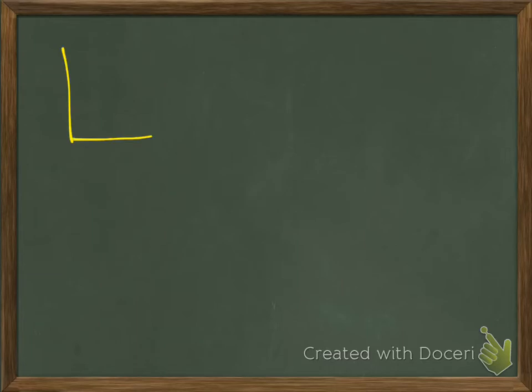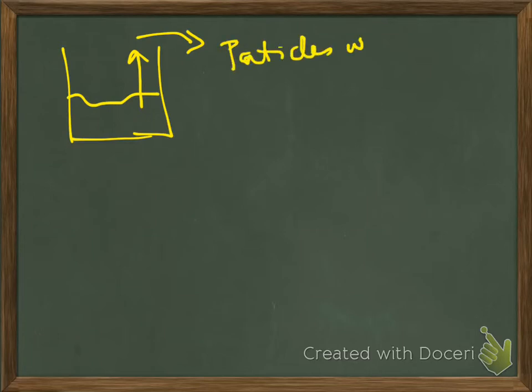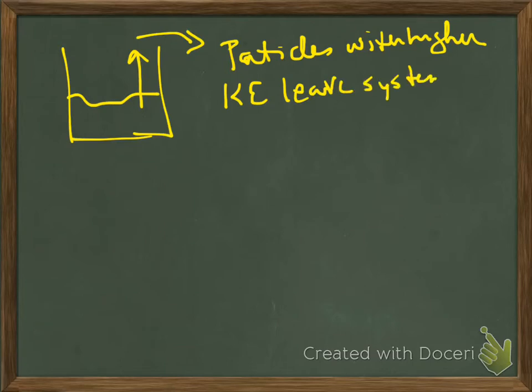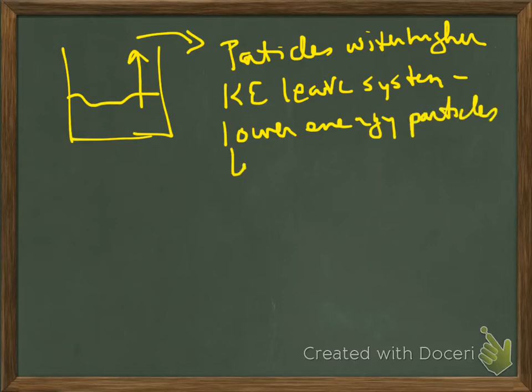If I have that sample of water in an open system, those particles with enough kinetic energy leave the system and evaporate. So the particles with the higher kinetic energy leave the system. This leaves behind particles with lower energy, and that essentially decreases the temperature of the liquid left.